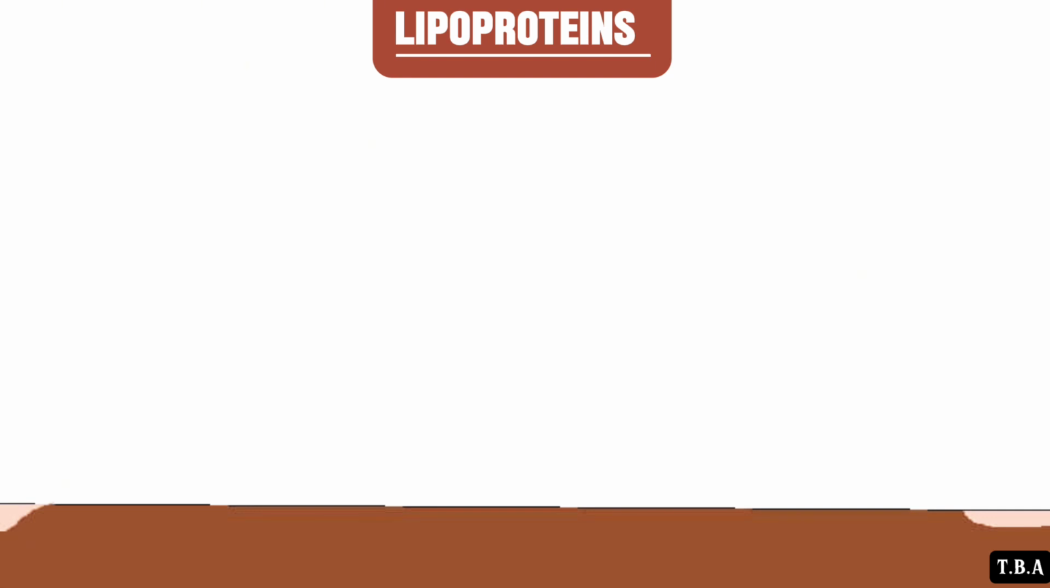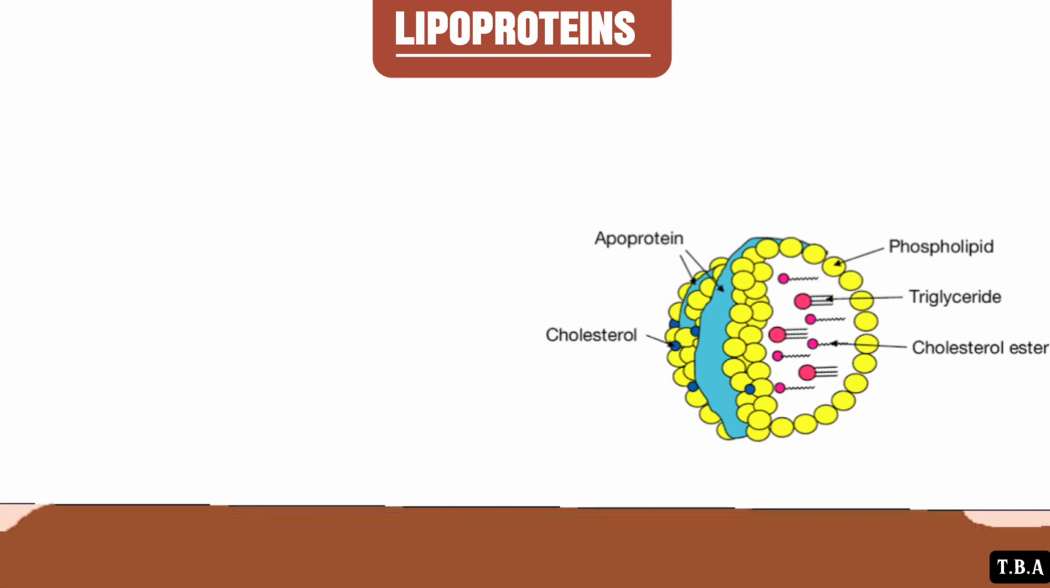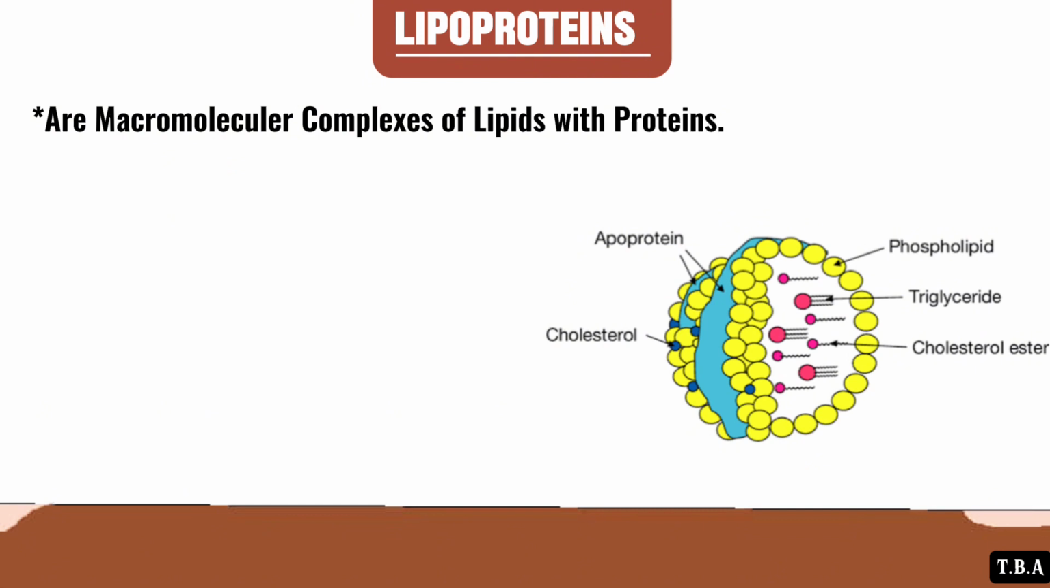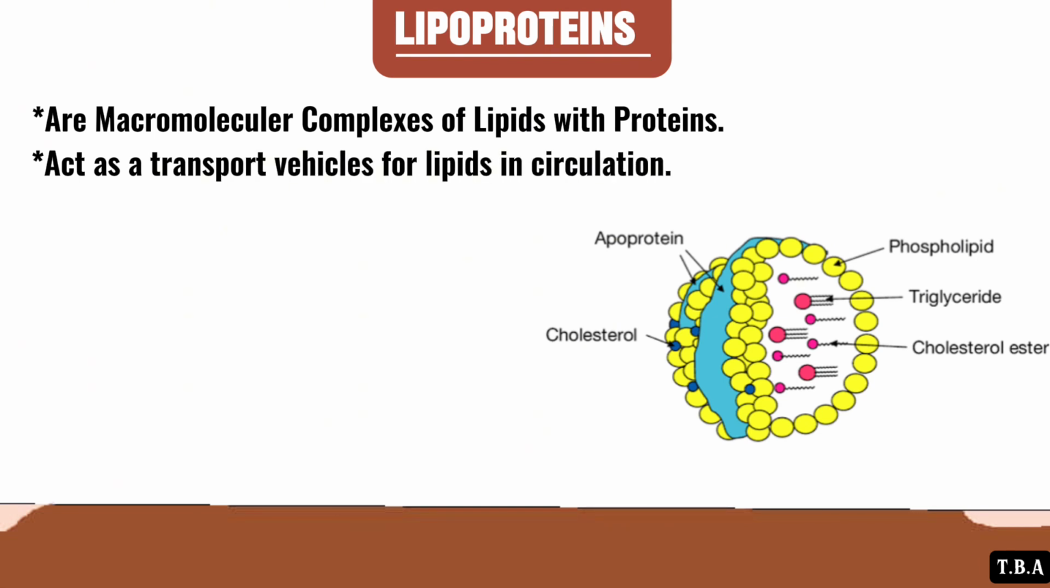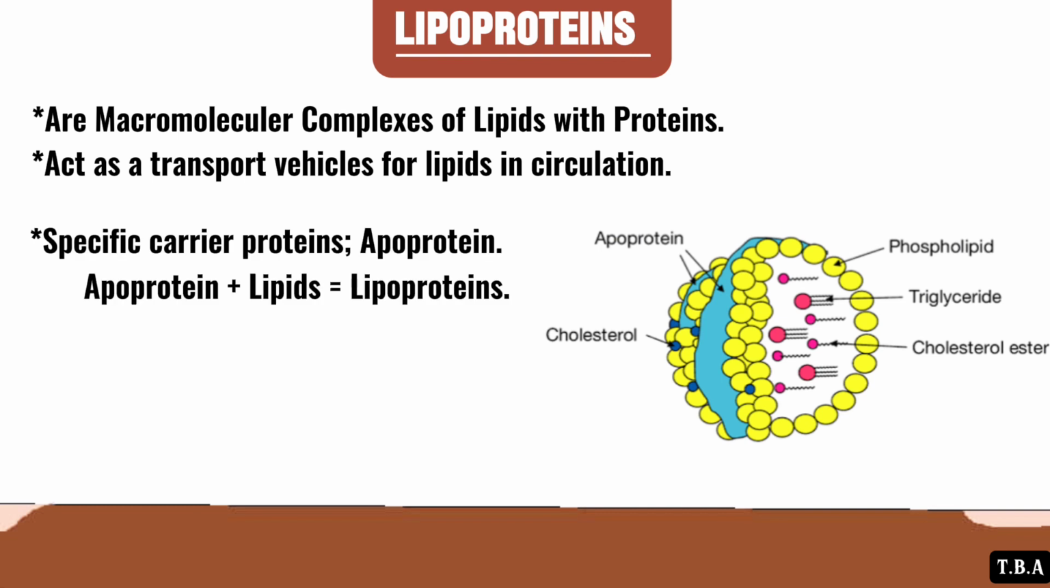In today's video, we'll talk about lipoproteins. If you remember, we'll talk about the classification of lipids. Now, lipoproteins are a type of complex lipid. We can define lipoprotein as a macromolecular complex of lipids with proteins. They act as transport vehicles for lipids in circulation. Specific carrier proteins are called apoproteins. These apoproteins bind with lipids to form lipoproteins.